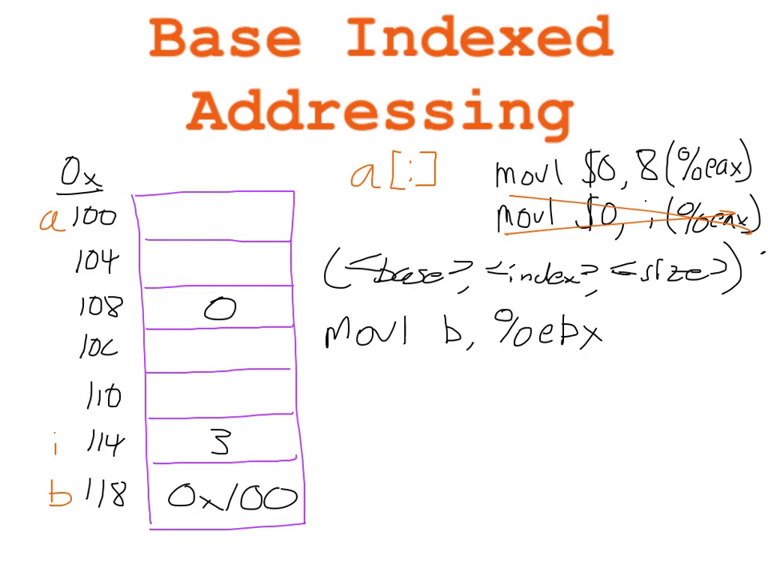And so just for the same reason that we had to move base into a register, we also need to move the value of I into a register because we're still limited to that one access to main memory. So we have two new registers available to us in order to use as indices in base indexed addressing. These registers are called indexing registers, and I'm going to write them on the top right of the screen here. They are %EDI, which stands for destination index, and %ESI, which stands for source index.